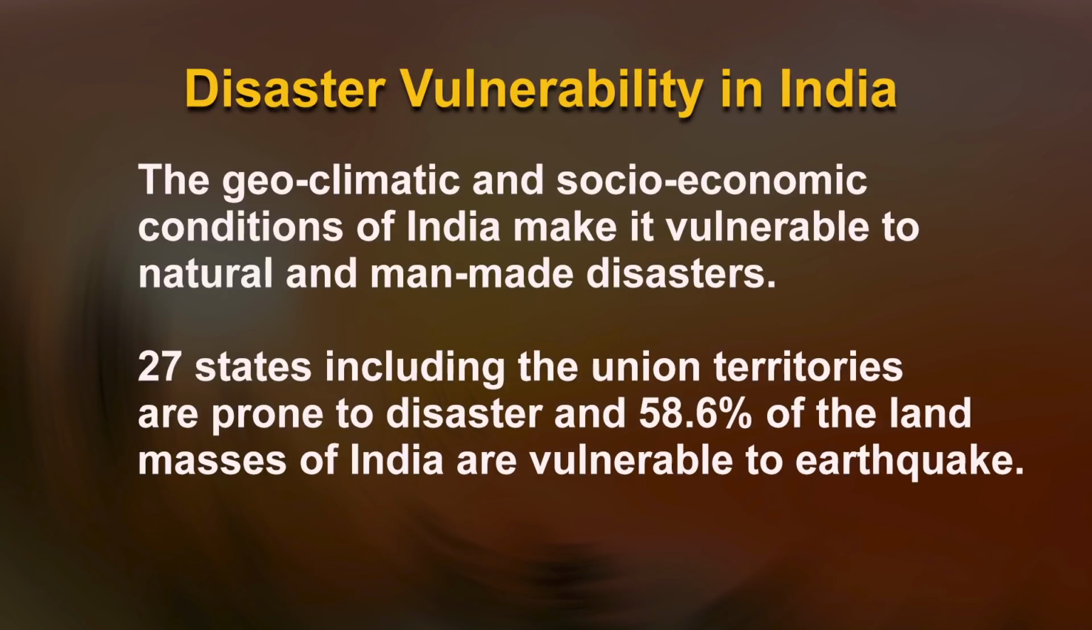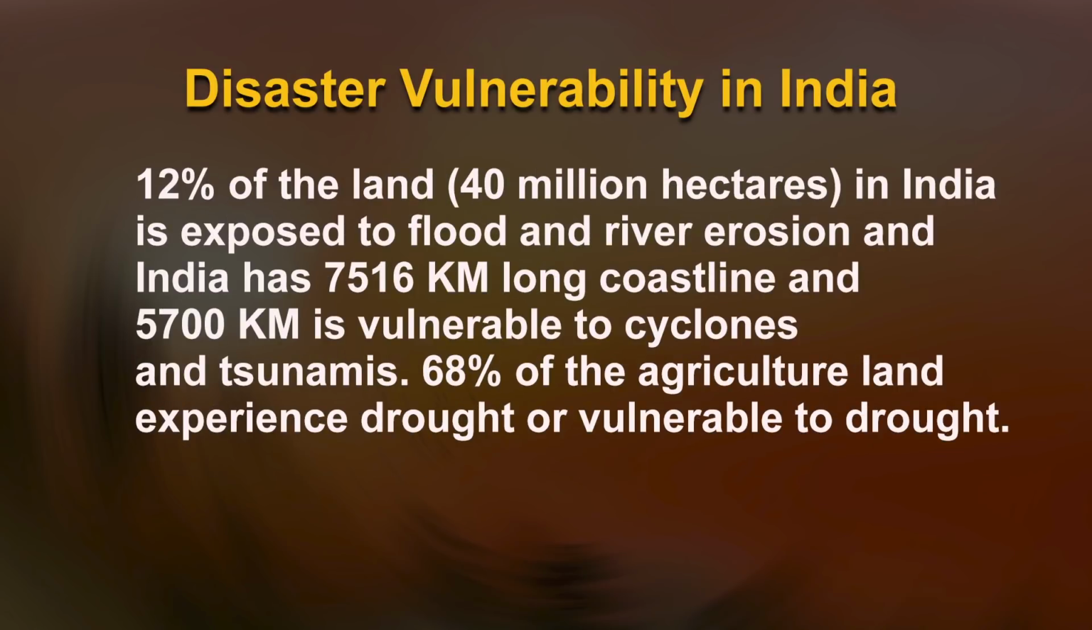27 states including the Union territories are prone to disaster, and 58.6% of the land mass of India is vulnerable to earthquake. 12% of the land, that is around 40 million hectares in India, is exposed to flood and river erosion, and India has a 7,516 kilometer long coastline, of which 5,700 kilometers is vulnerable to cyclones and tsunamis.